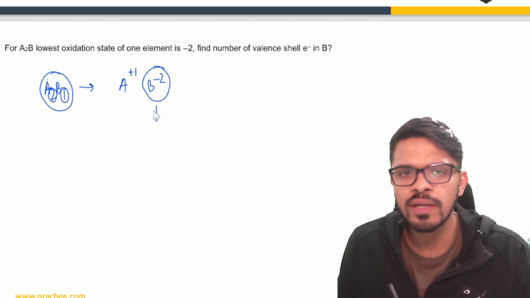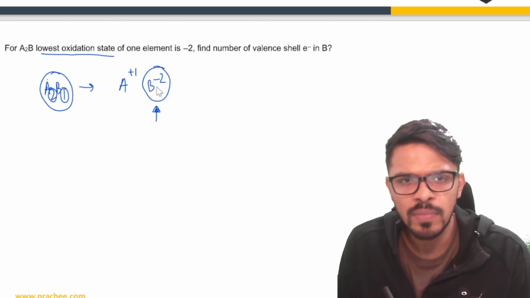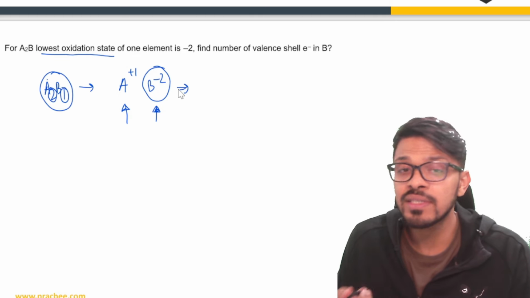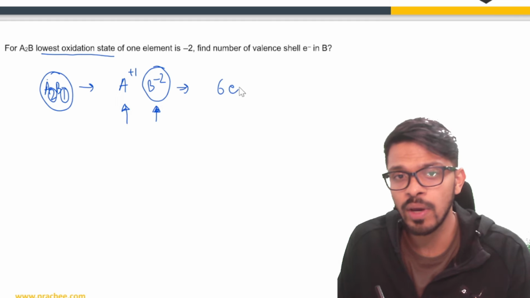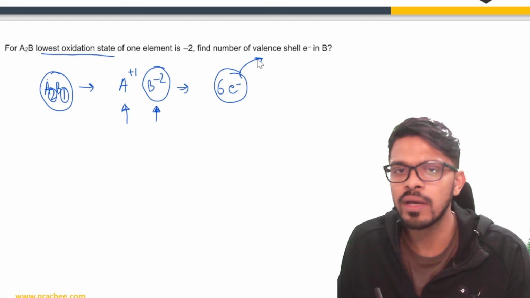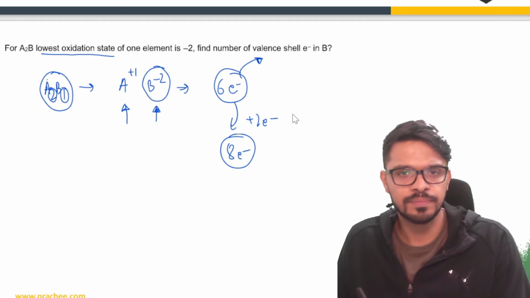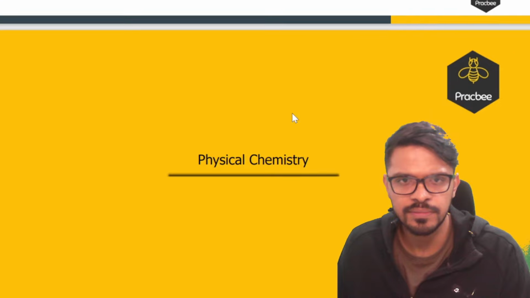So it is B2 minus, and they are saying that is the lowest oxidation state. So this is B2 minus and this is +1. And since it is accepting 2 electrons, it would have had 6 valence electrons already, right? That is why it is accepting 2 more, and on accepting 2 more it will have its complete octet, right? So the correct answer is 6 in this case.